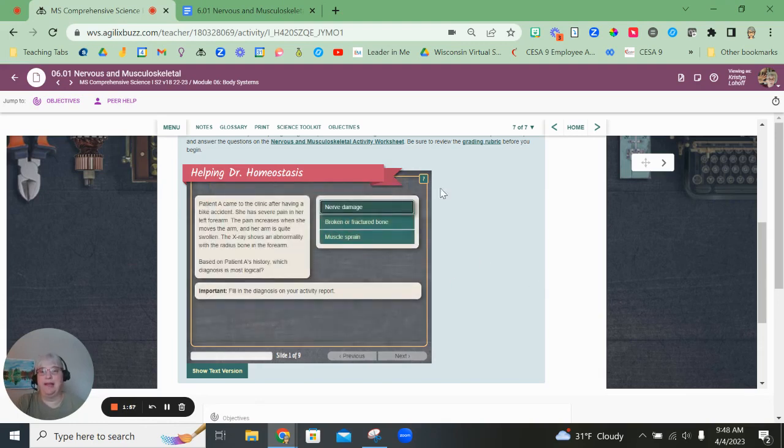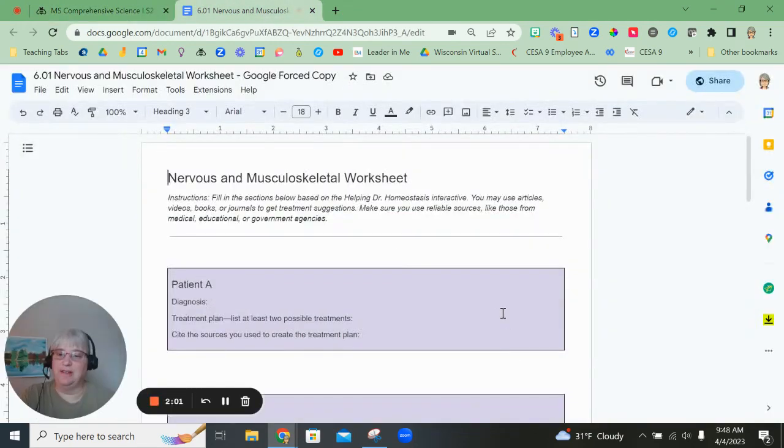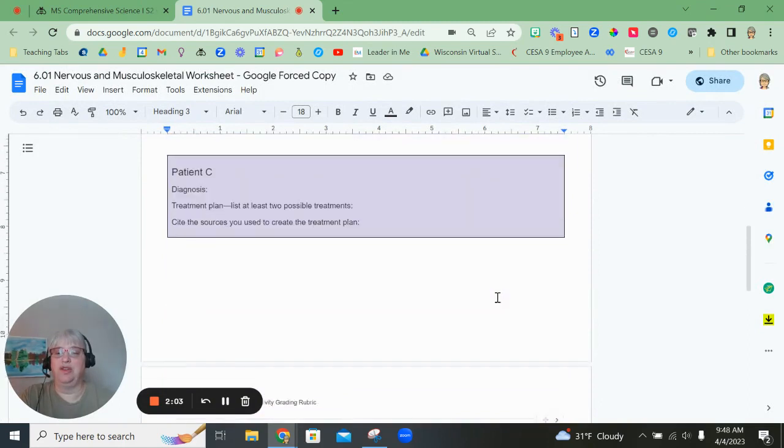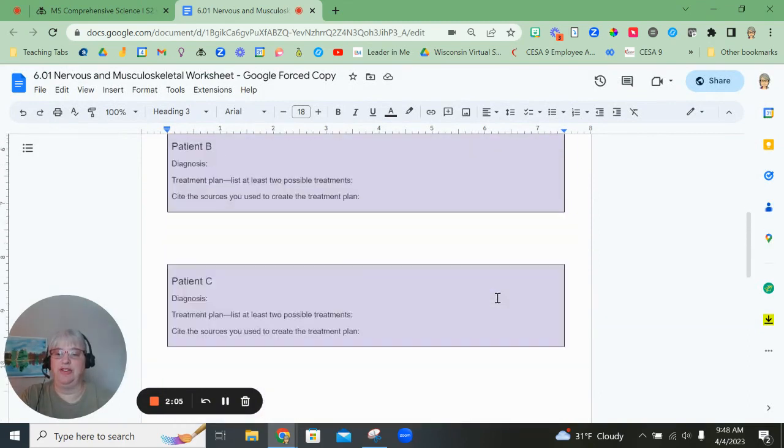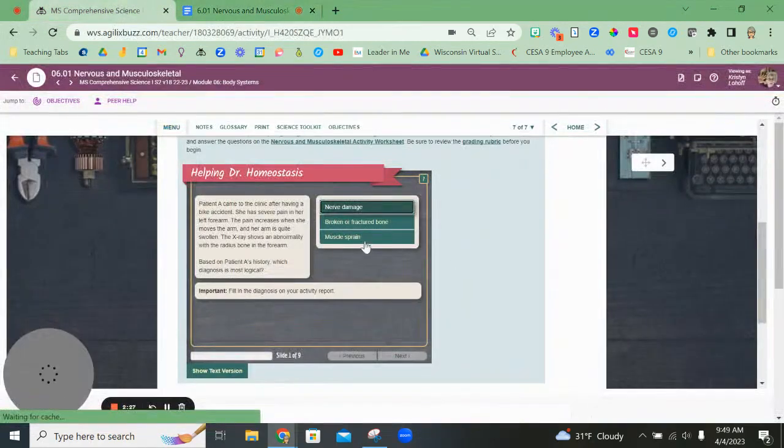All right, so what's going to happen is you have, I think, 3 different patients who are coming to you with different situations, and you need to diagnose those situations from the choices that are given to you, and then come up with 2 possible treatment plans citing where you got that information from. Citing means the name of the website, name of a journal or magazine, or some other article that you might have used. So let's get started.